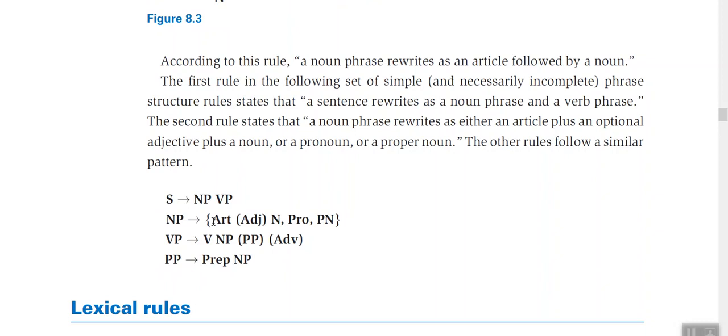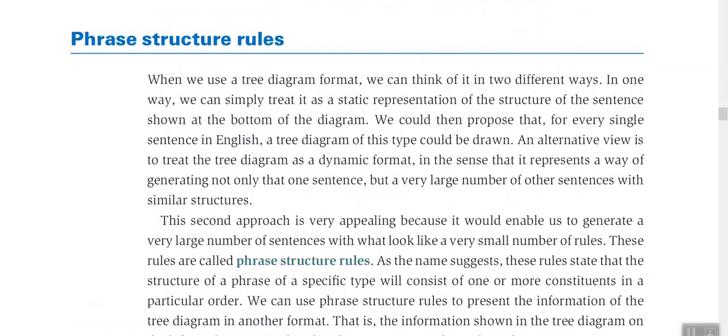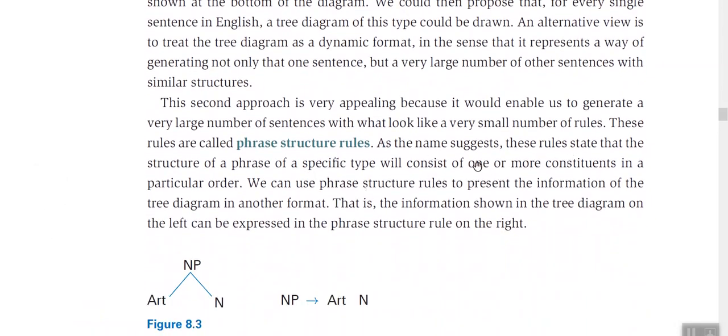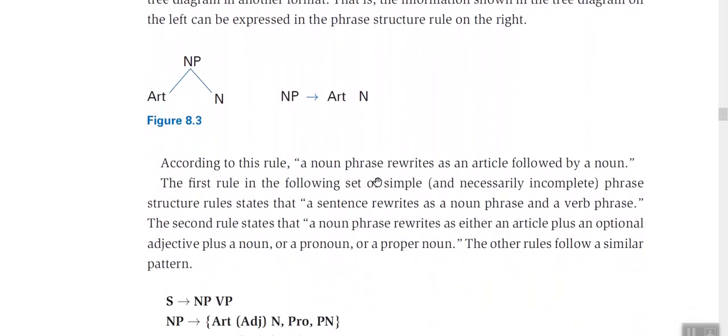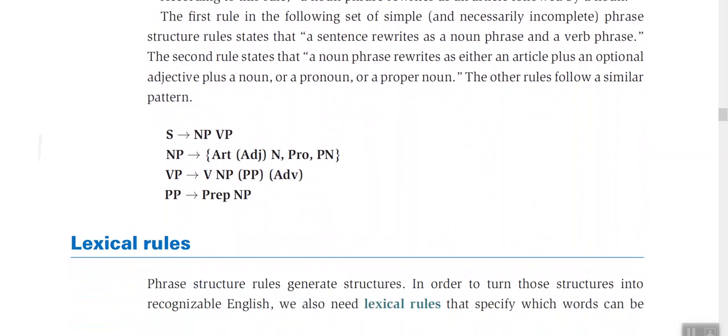So this is the phrase structure rules. These rules state that the structure of a phrase of a specific type will consist of one or more constituents in a particular order. Here we have these rules, and here we explain them.